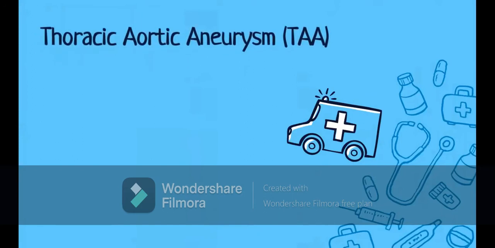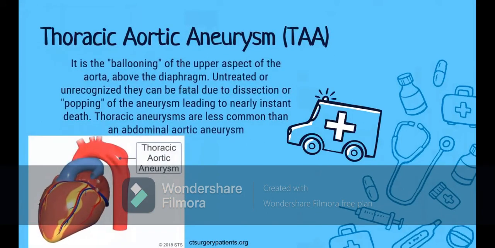Thoracic aortic aneurysm. It is the ballooning of the upper aspect of the aorta above the diaphragm. Untreated or unrecognized, they can be fatal due to dissection or popping of the aneurysm that leads to nearly instant death. Thoracic aneurysms are less common than an abdominal aortic aneurysm.